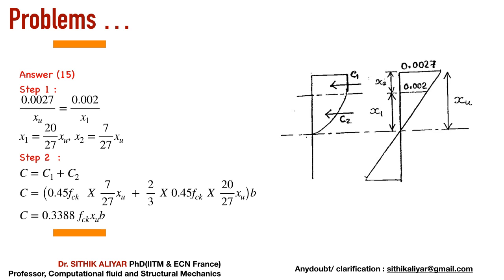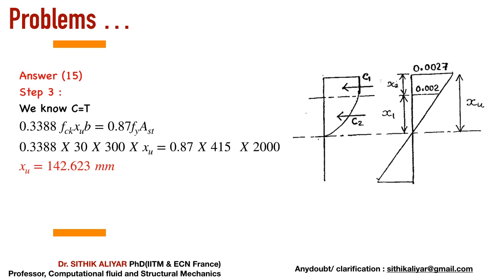Initially we had 0.36. Now, because of the reduced strain value, the stress force acting will also be reduced. It is 0.33 fck B into xu. So now you have the formula, and it is very easy. Now substitute into the formula, C equals T. They have given everything. So you substitute 0.33 into fck, which is 30, given in the question, B is 300, into xu equals 0.87 fy, 415, into 2000. Substitute everything and you will get an xu value of 142.6 mm.